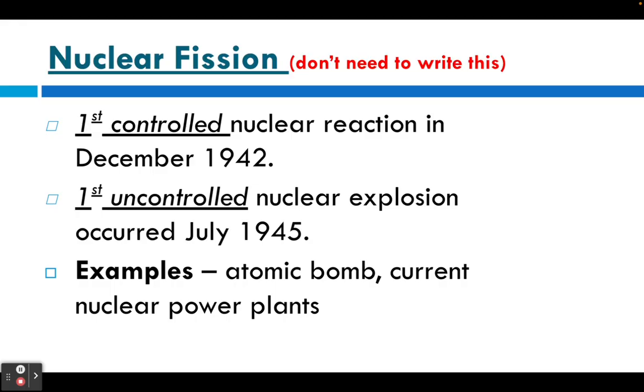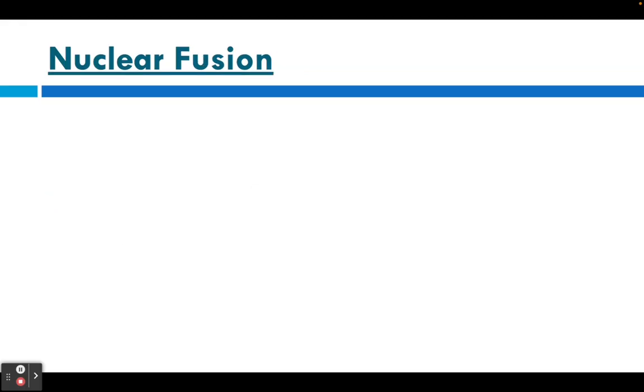And the examples of this are the atomic bomb and current nuclear power plants, so controlled and uncontrolled. These are good examples. What about fusion? Nuclear fusion is the opposite of nuclear fission. So instead of splitting apart the atom, you're putting it together.